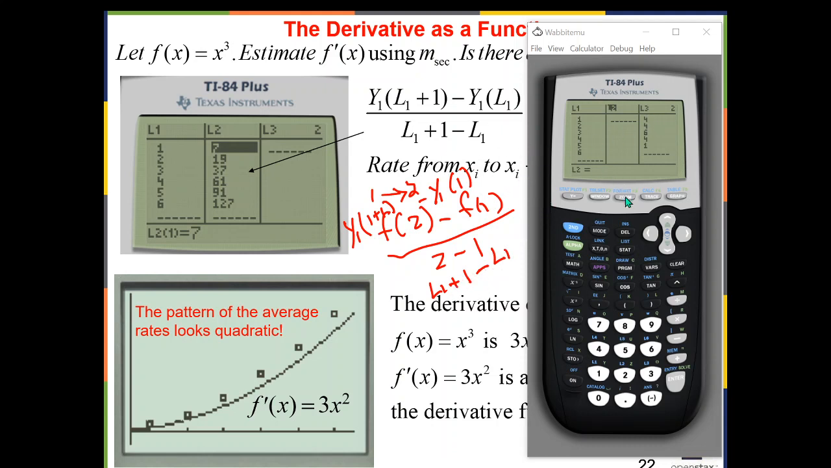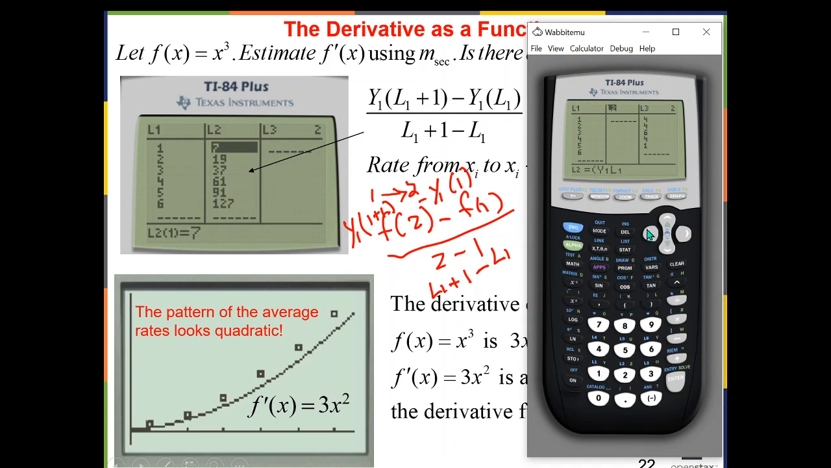So you automate it this way. I'm going to put parentheses. I'm going to go get y1. Remember, y1 is under variables. We talked about that in the previous videos. It's under variables, Y variables and function. So you get y1, and then you put L1, which is right here.